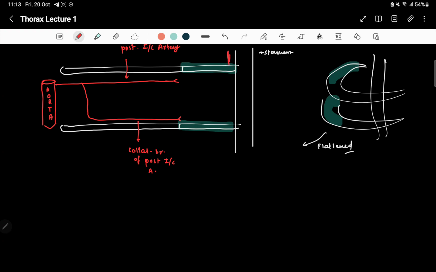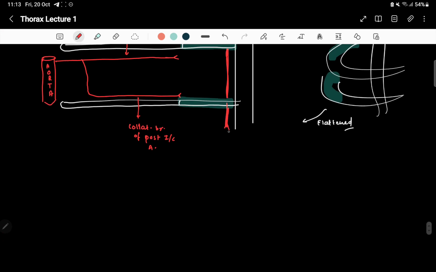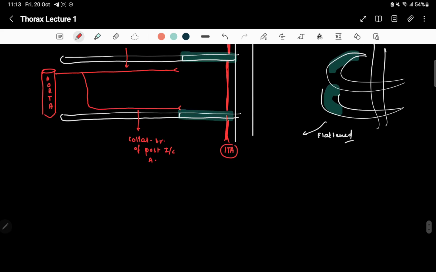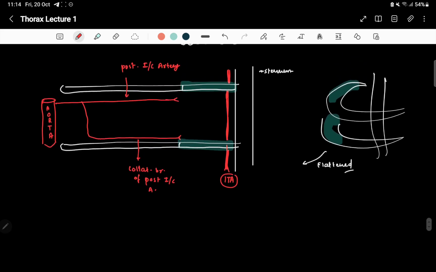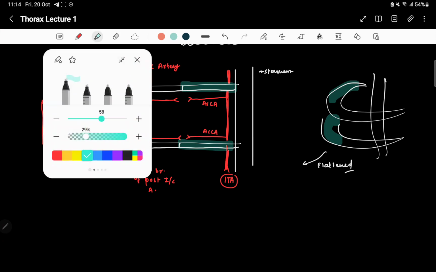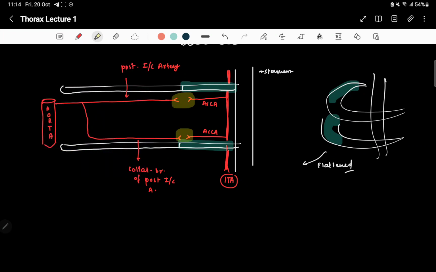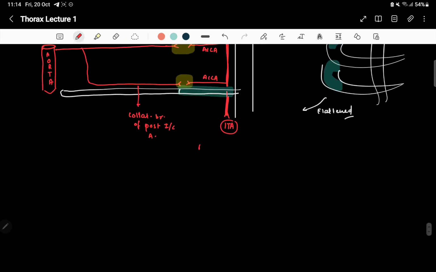And here we have the internal thoracic artery also. This is your internal thoracic artery. From the internal thoracic artery arise your AICA, and another AICA, which anastomose with this point. What are the AICAs I am talking about? These are the anastomosis points. AICA stands for the anterior intercostal arteries.